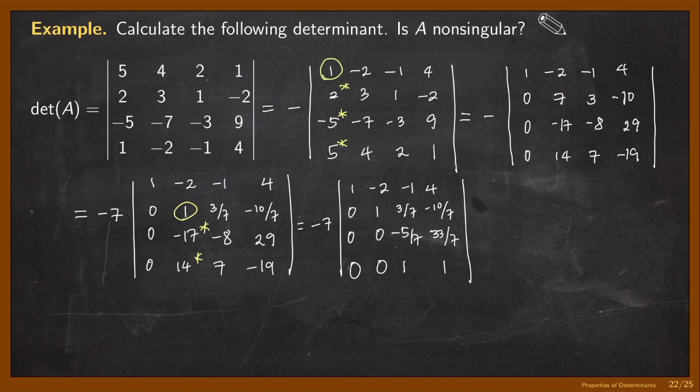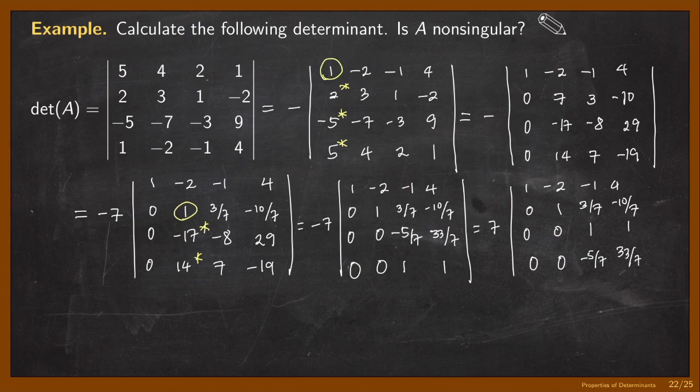Next, I want to have a pivot on the third row, so maybe I could just switch the third and the fourth rows. By doing that, I am just erasing the minus sign over here. So that's 7, 1, minus 2, minus 1, 4, 0, 1, 3 over 7, negative 10 over 7. This is a funny matrix, really, because it has a lot of fractions. But sometimes you have to endure all of this in order to get the answer. Now next, we have a pivot over here, and then we have to eliminate that.